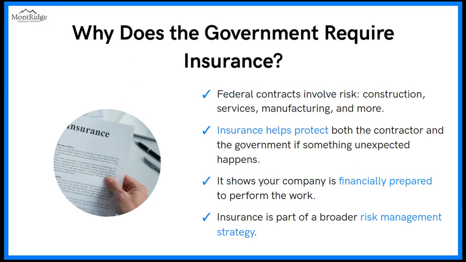Why does the government require insurance? Federal contracts involve risk, construction, services, manufacturing, and more. Insurance helps protect both the contractor and the government if something unexpected happens. It shows your company is financially prepared to perform the work. Insurance is part of a broader risk management strategy.